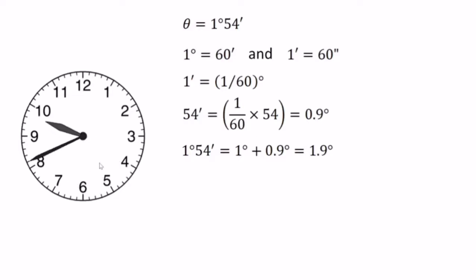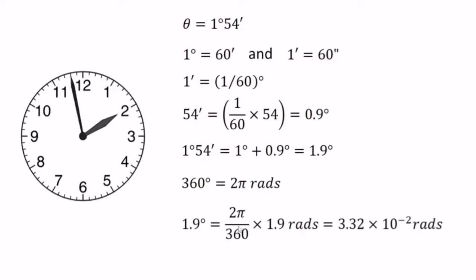Now let's come back to the clock. See, one complete circle is 360 degrees, right? So the clock is just for visualization here, nothing else. One complete circle is 360 degrees. One complete round is also 2 pi radians. So we know that, and so we can equate both of these facts. So 360 degrees equals 2 pi radians. Then our angle, which is 1.9 degrees, will be 2 pi by 360 into 1.9, simple unitary method. Now all you have to do is put the value of pi as 3.14 and you will get your answer as 3.32 into 10 to the power minus 2 radians.